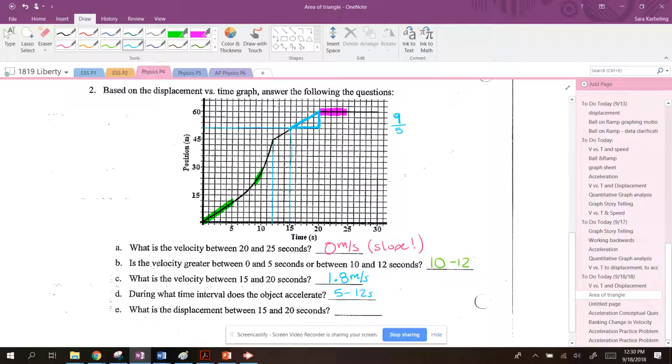All right, last one. E. What is the displacement between 15 and 20 seconds? How do you figure that out? That's the easiest one of the whole bunch, isn't it? Yeah, you just look at it. And we already found that slope. Between 15 and 20 seconds, is that what we did over here? For C, yeah. So it's just 9. Is that right? Well, that's convenient.